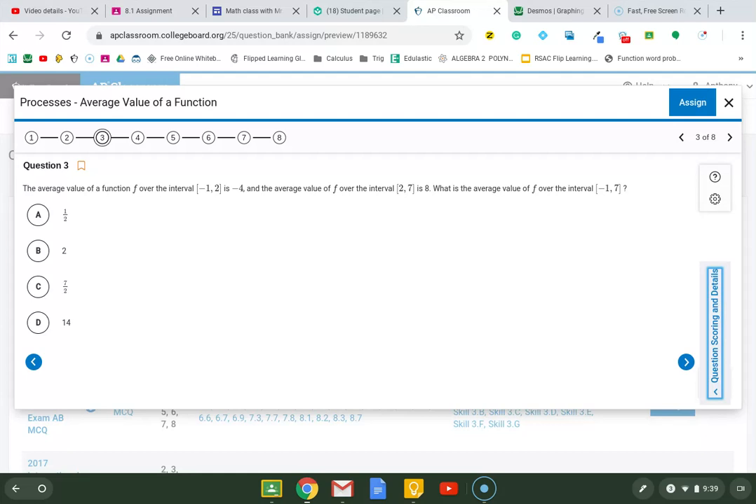Alright, so there's a couple ways you could really attack this problem. I'm going to show you one way, maybe it's a little bit backwards, but maybe you'll understand also how I'm thinking about this and how we can break it up.